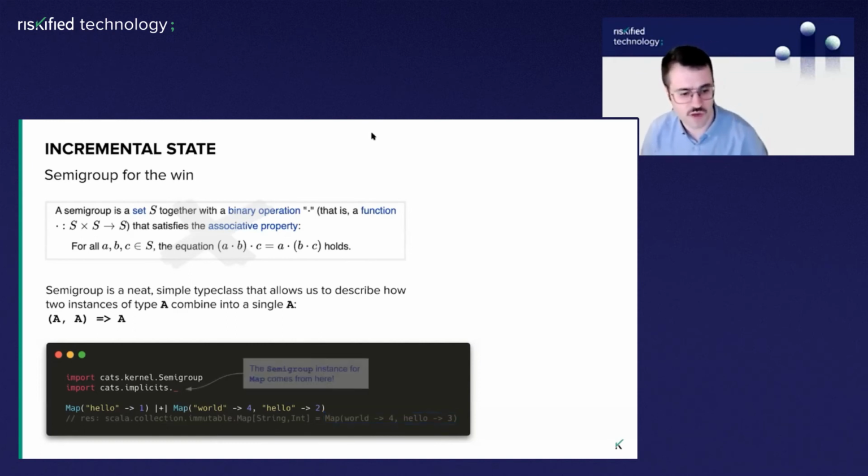And if you're wondering where the instances for a semigroup are coming from, they're imported from a library called cats, which basically implements this pattern and a lot more. I suggest that if you're interested in this, you might want to be looking into this.